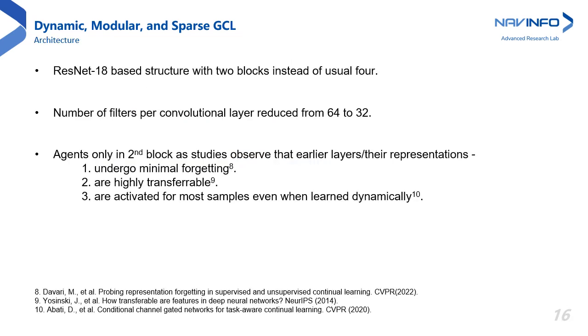In our experiments, we use a ResNet 18-based structure, but with 2 blocks instead of 4, and the number of filters in the convolutional layers reduced from 64 to 32. Though we could use an agent for each convolutional layer, we only do so for the layers in the second block of a network. This is because of studies that have observed that earlier layers and their representations undergo minimal forgetting, are highly transferable, and are activated for more samples even when learned dynamically.